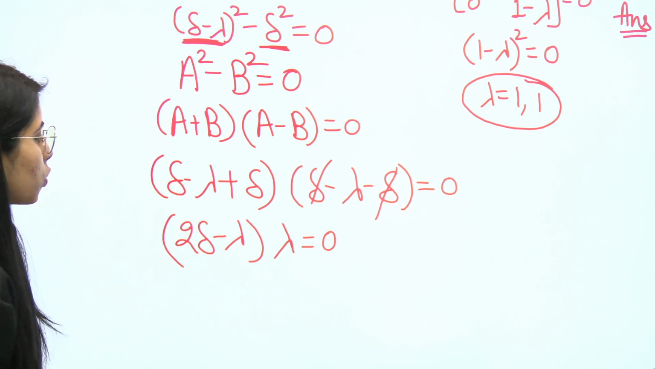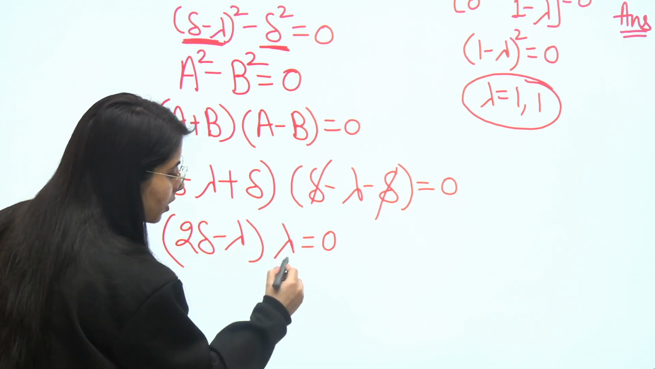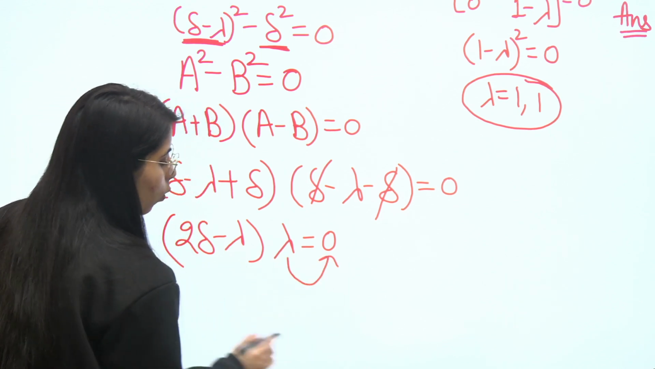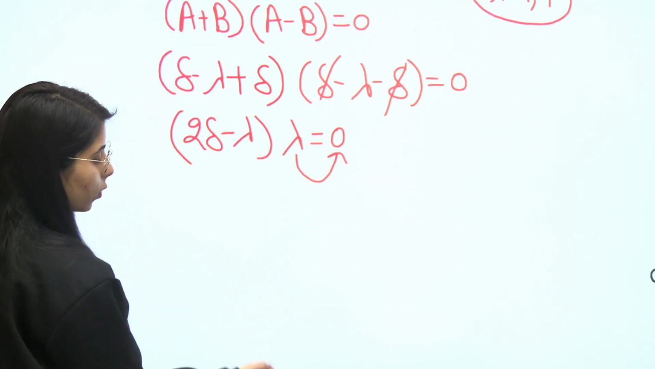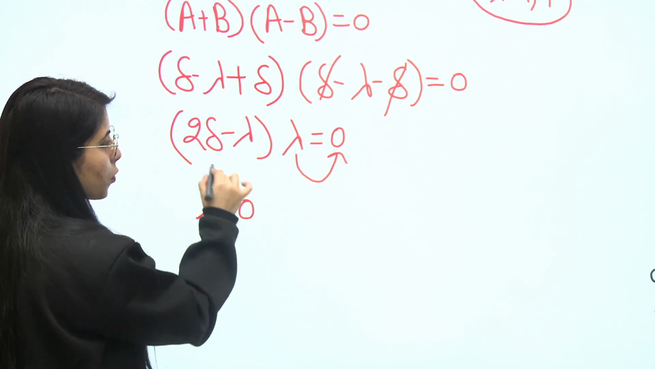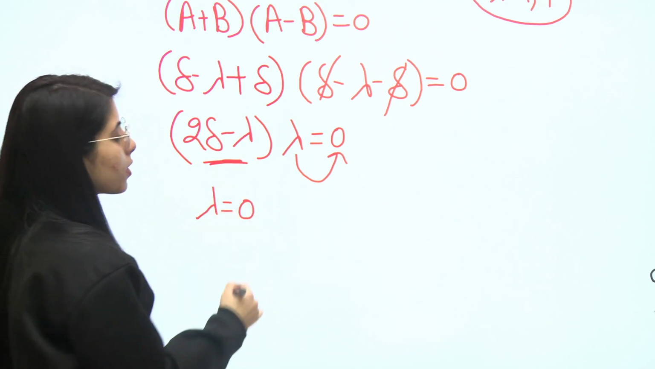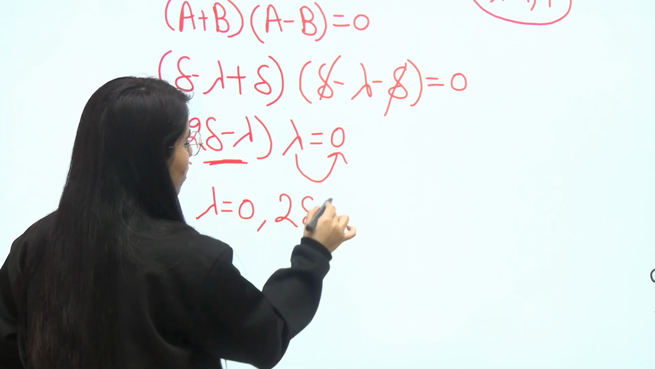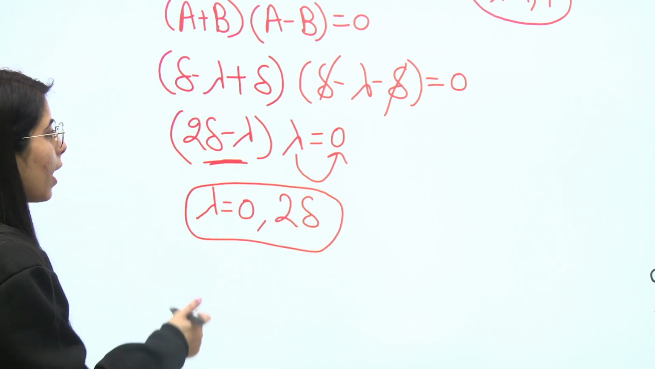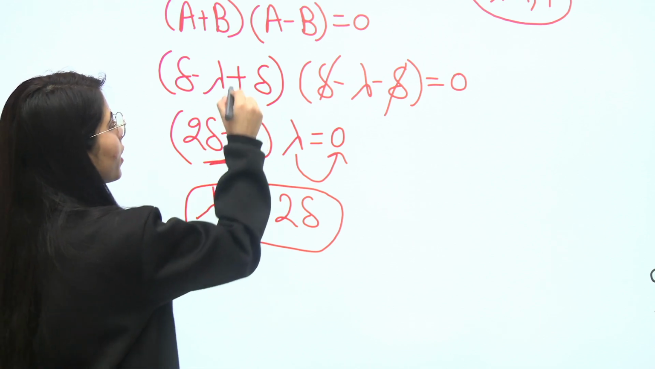Now after this, you just need to find the lambda values. So from this one, if you equate it with 0, what will you get? Lambda will be equal to 0. And from the first part, after equating it with 0, you will get 2 delta. Okay, these two values you have got. And these are what? Lambda dash, lambda dash.